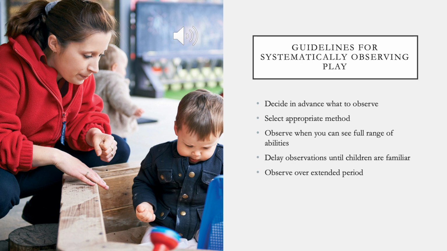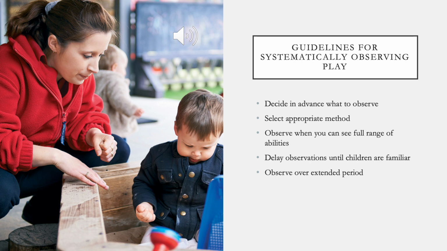And then next, you want to observe when you can see a full range of a child's abilities. So it's best to be able to gather a well-rounded observation during your time frame, and this might not happen in one time. So looking at the next ones, you might have to get to know children a little bit and observe over an extended period of time, so they kind of go hand in hand.